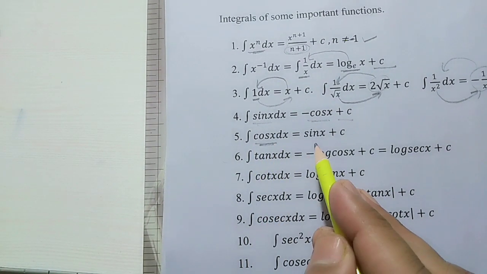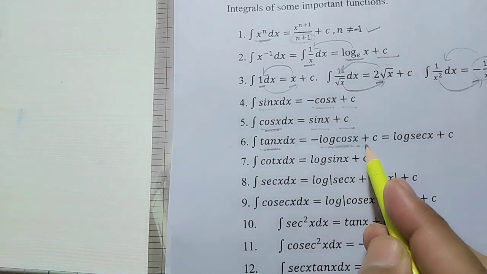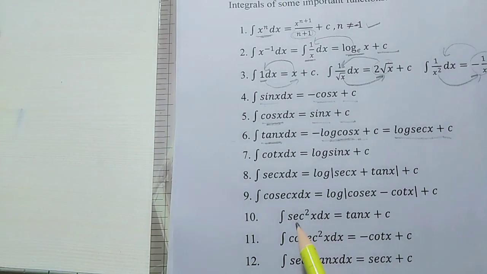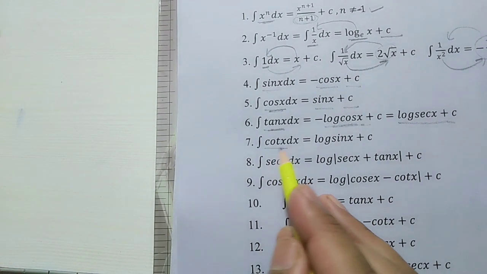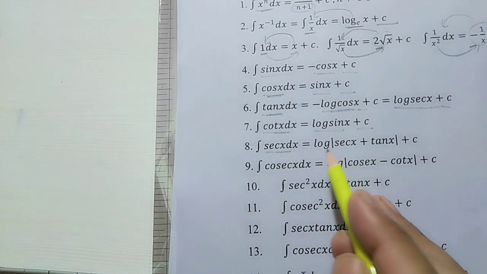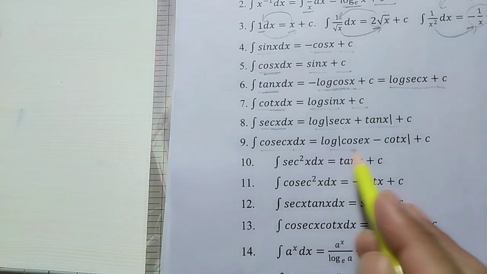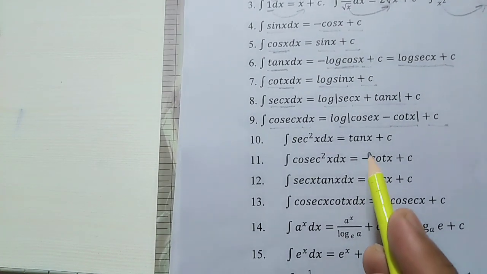Integration of cos x is sin x plus c. Integration of tan x is minus log cos x plus c or log sec x plus c. Similarly, integration of cot x is log sin x plus c. Integration of sec x is log sec x plus tan x plus c. Integration of cosec x is log cosec x minus cot x plus c.